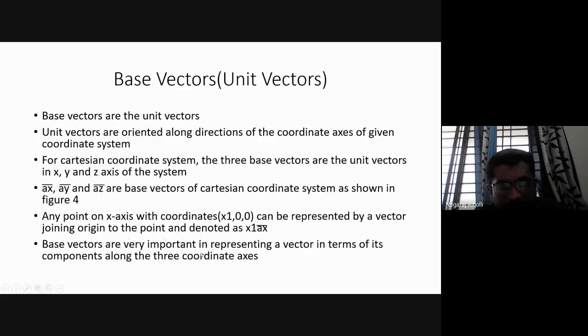Base vectors are important in representing a vector in terms of its components. So base vectors are important to give the directions of the vectors in the x direction towards the x coordinate axis, in the y direction towards the y coordinate axis, and in the z direction towards the z coordinate axis.